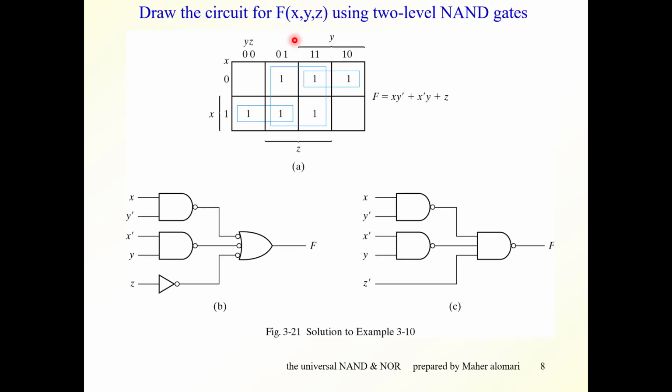Let's draw the logic diagram, or the circuit, for the function F, which has a domain x, y, z, using two-level NAND gates. The function is given as a K-map. Now we simplify the function from the map. Here we have a group of two minterms. This will result in this term, x y bar. And here we have another group which will result in this term here, x bar y. And this group, which is four minterms, will result in z.